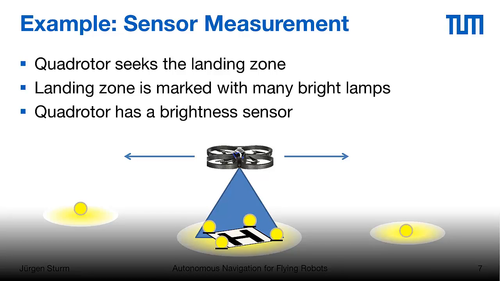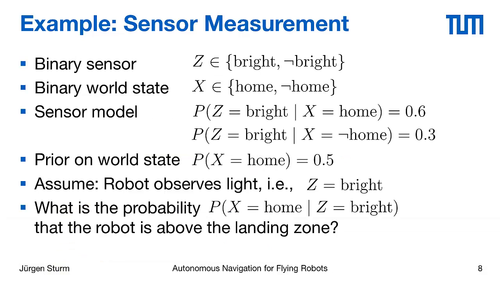Now the reason why this example is interesting is that there are not only lamps above or at the landing site, but there are also some other lamps distributed around in the environment. And so the robot cannot be 100% sure that when it sees a lamp, or when the brightness sensor triggers, it is actually above the landing site. To formalize this problem a little bit, assume that we have a binary sensor that gives us a reading of whether it detected brightness below it or not.